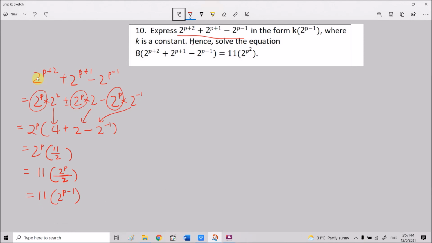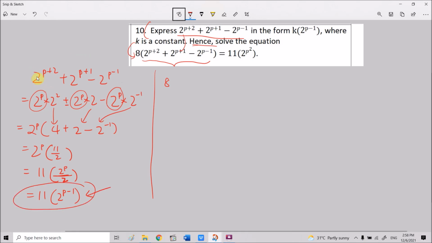Now we look at the equation. It says hence, solve the equation. Hence here implies that you need to use the information from the first part to help you do the second part. So I think actually it's quite obvious. We need to replace this by using this, because this can be expressed in this form. Hence, this we substitute with the 11 times 2 to the power of p minus 1. And just copy the rest here: 2 to the power of p, to the power of 2.